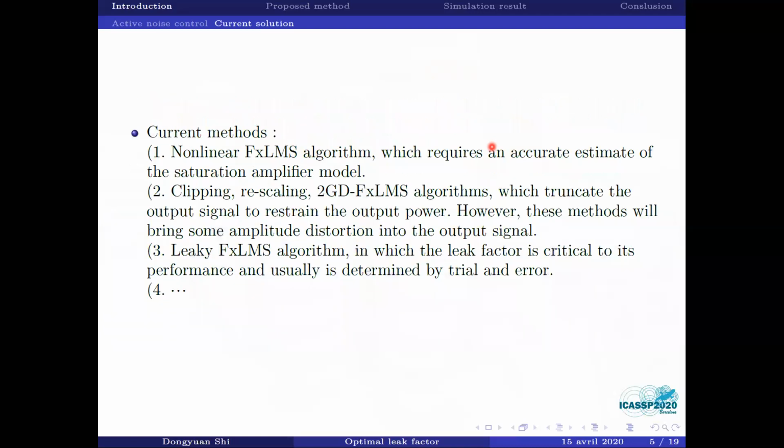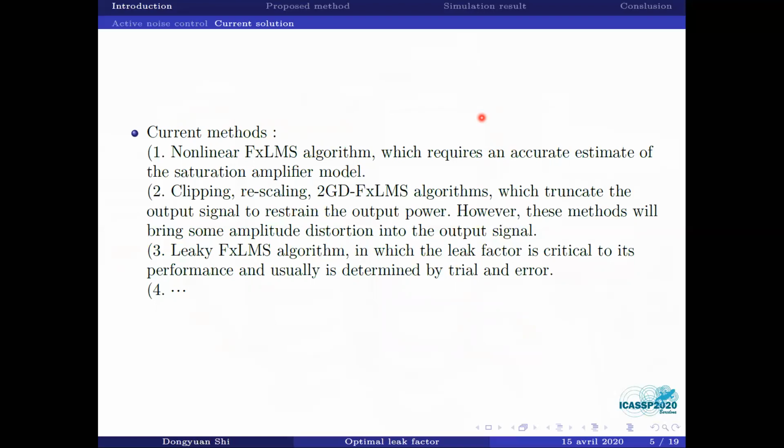To solve this problem, there are many existing algorithms. The first algorithm is the nonlinear FXMS algorithm, which requires an accurate estimate of the saturation amplifier model. However, in practice, this kind of model is hard to get. Another type of algorithm is to truncate the output signal to restrain the output power, such as clipping, rescaling, or 2GD FXMS algorithm. However, this method will bring some amplitude distortion to the output signal.